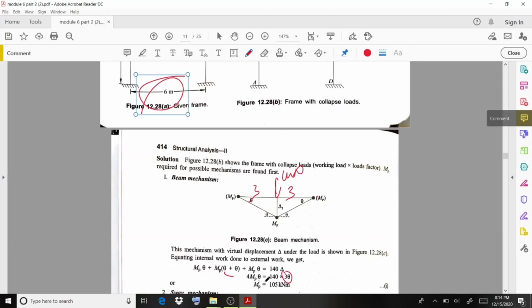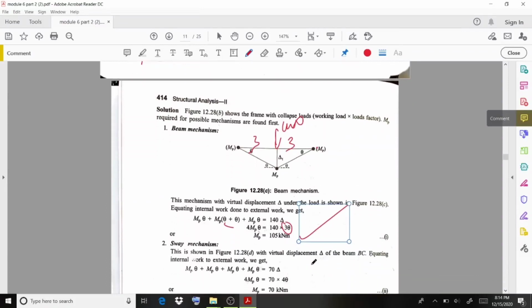So if you add up those values, 4 Mp theta equals 140 multiplied by 3 theta, and Mp equals 105 kilonewton meter. So that's the case regarding this beam mechanism.